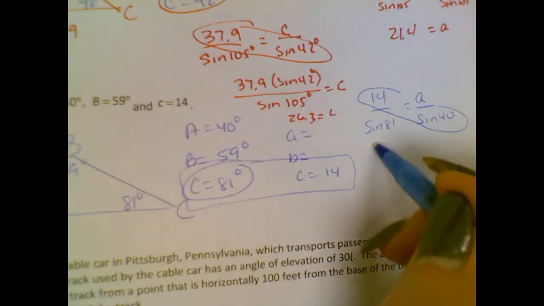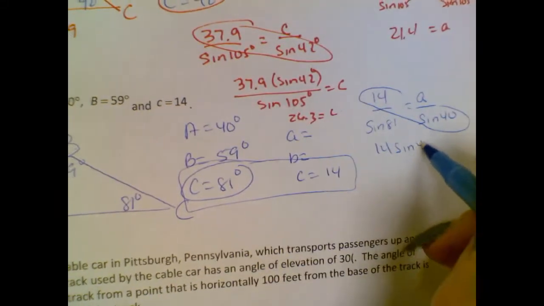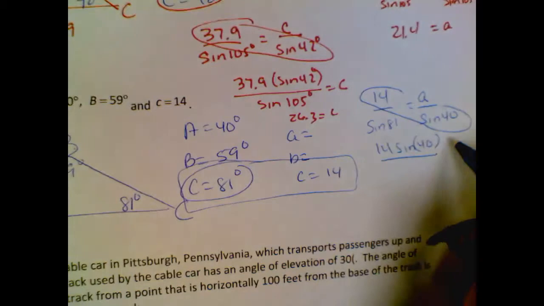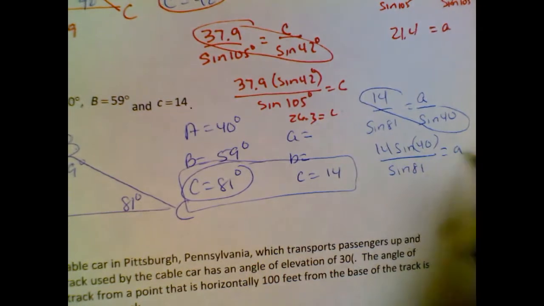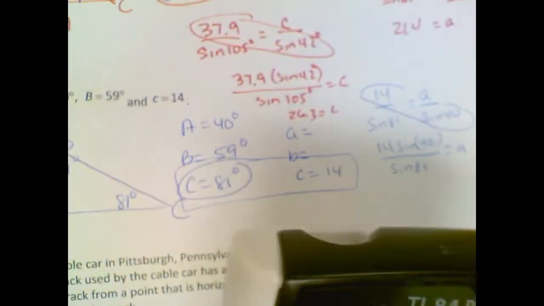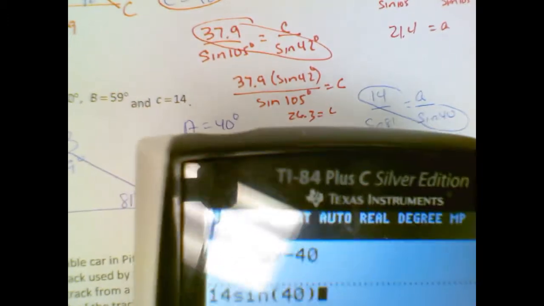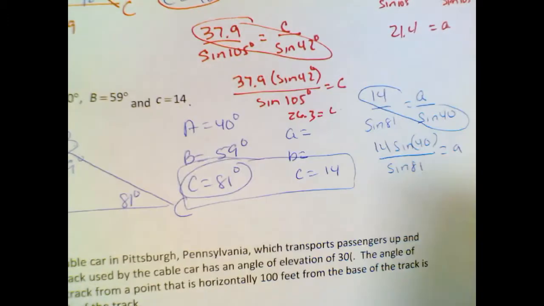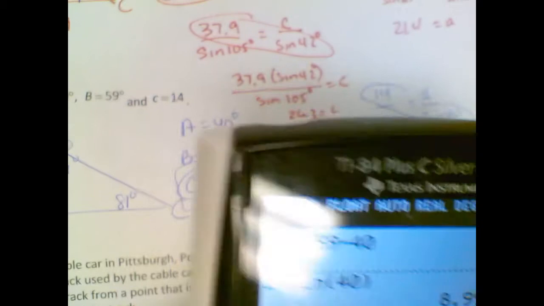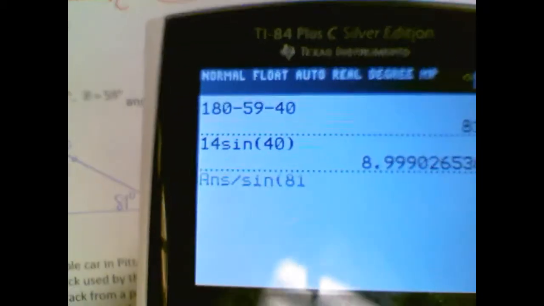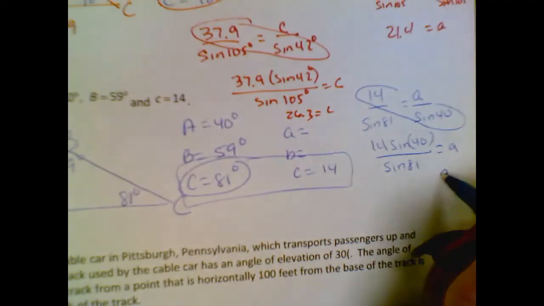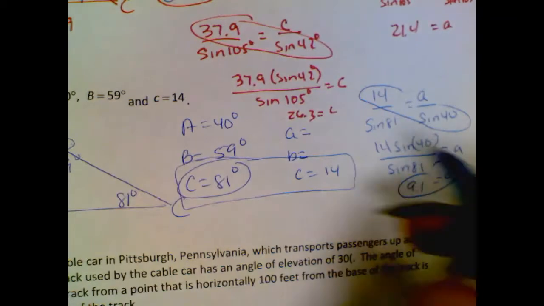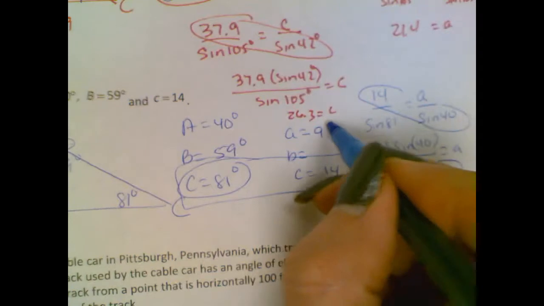Cross multiply, 14 sine of 40 divided by the one across from A, which is sine 81. So you have 14 times sine of 40 divided by sine of 81, 9.1. So A is 9.1. I'm going to circle this.